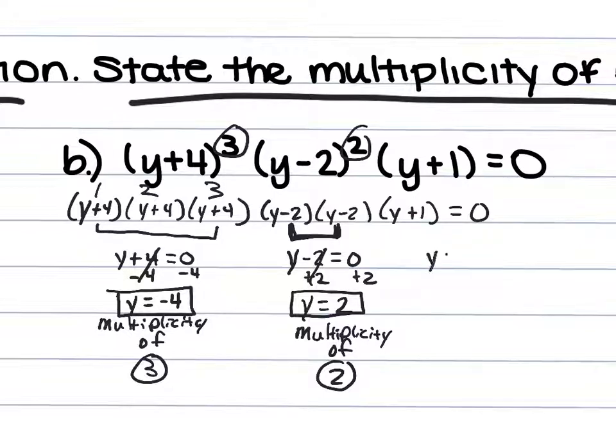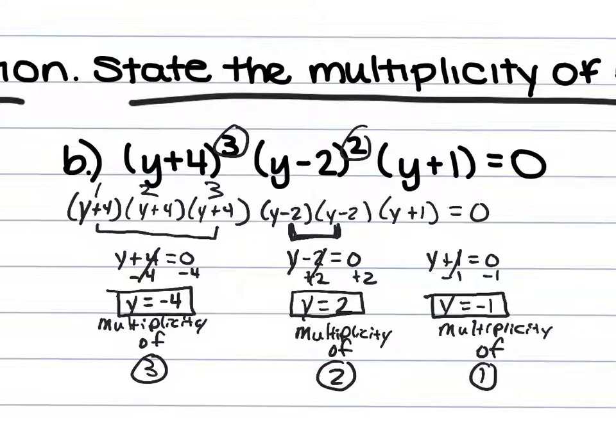Then we've got y plus 1 equals 0. Subtract 1 from both sides, and we get y is equal to -1. And it has a multiplicity of what? Of 1. It only happens once. So if you were to look at this on a graph, what would this look like?